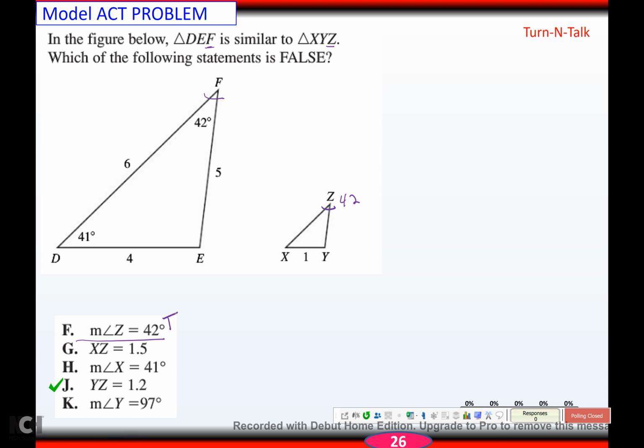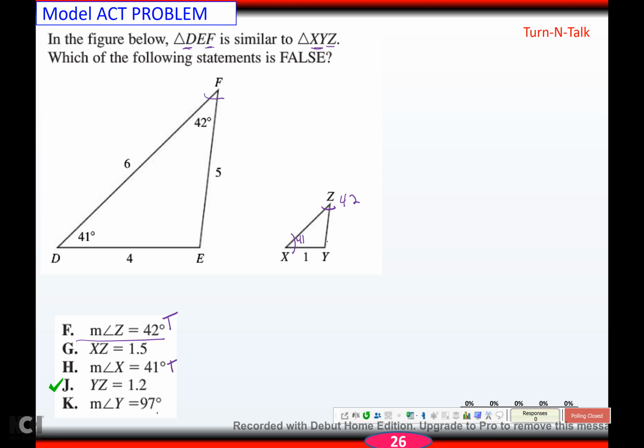Okay, XZ is equal to 1.5. I don't know, but I'm going to check my angle ones first in case I get lucky, which I don't. But if you don't, pretend you didn't know that. Okay, measure of angle X is 41 degrees. That would be true because D and X correspond, so if D is 41, then so is X, so that's true. Check my last angle one.